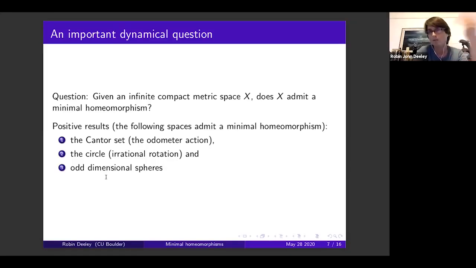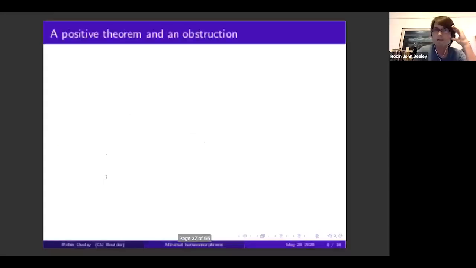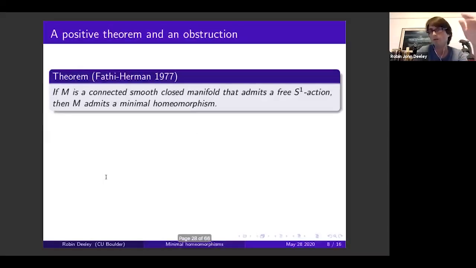Now, before we get totally on the negative side of things, let's look at one more beautiful positive theorem. This is a really stunning result from the late 70s: if you have a manifold admitting a free S1 action, then it's going to admit a minimal homeomorphism. It's actually going to admit a diffeomorphism, but I'm trying to avoid what category we're working in and just deal with the topological category.